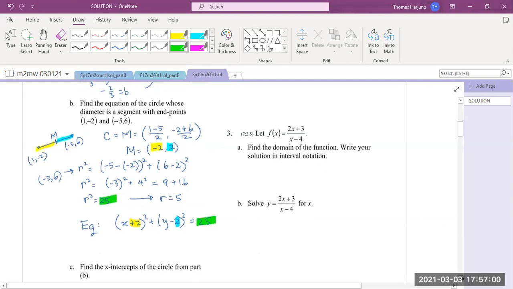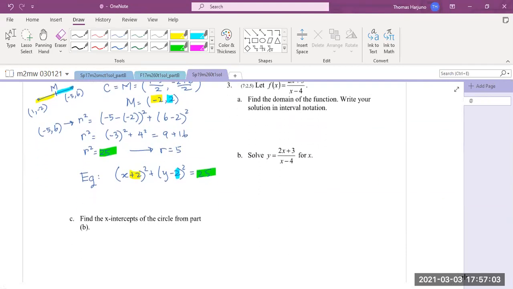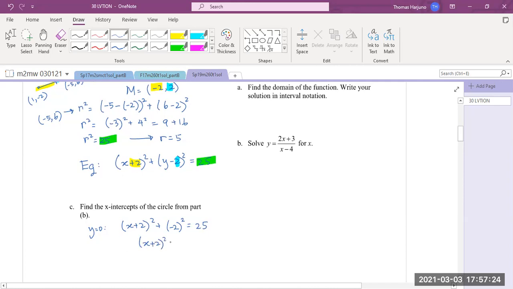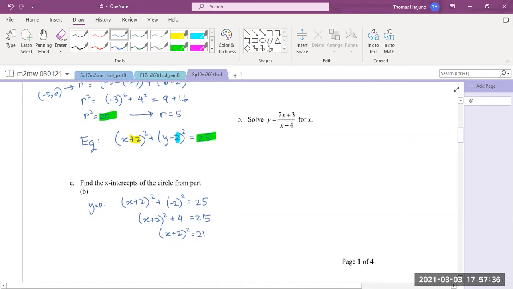Then part C, find the x-intercepts of the circle from part B. X-intercept means y equals 0, right? So if y equals 0, I will get (x plus 2) squared plus (-2) squared equals 25, and then I will solve for x. I will keep this in squared form because we actually get a perfect square there. So this is 25, so this becomes 21. So x plus 2 equals plus or minus the square root of 21.